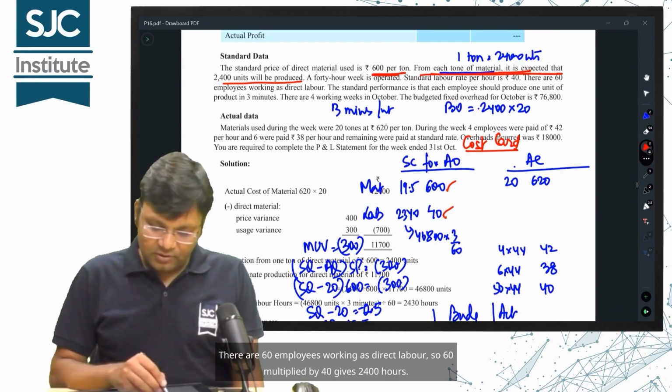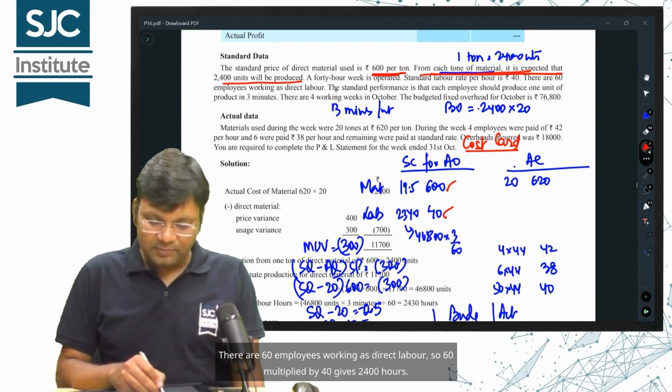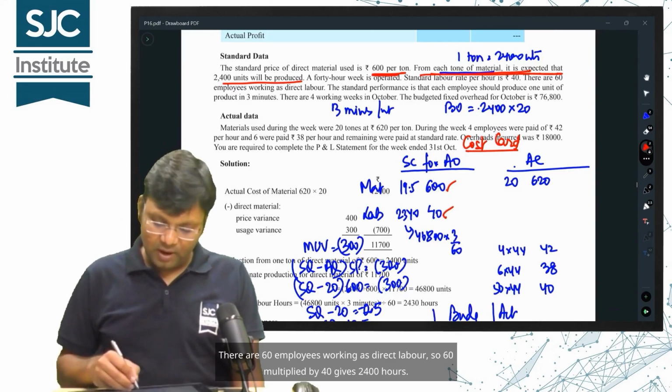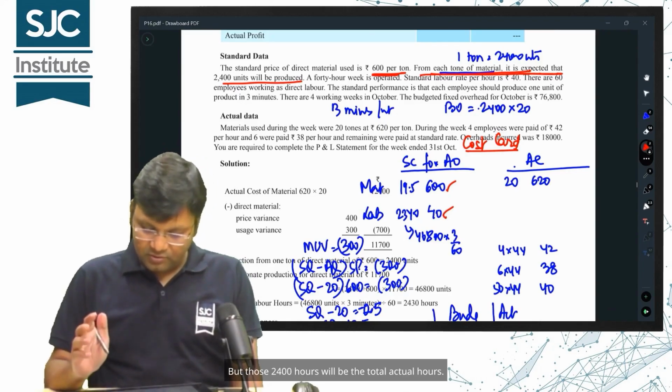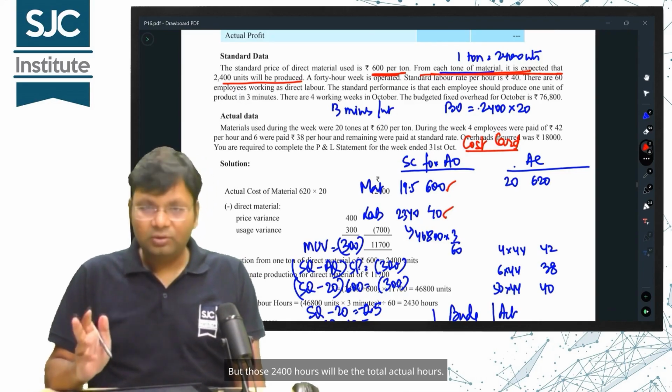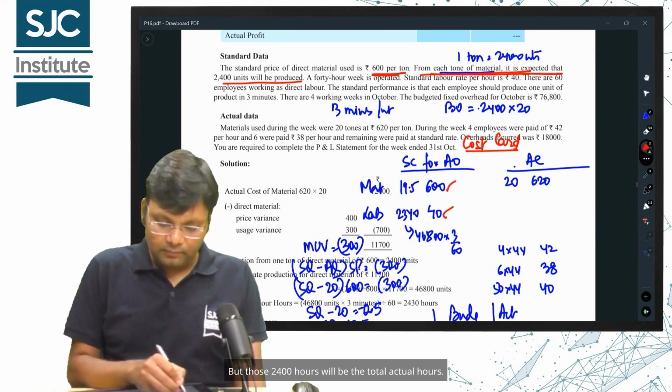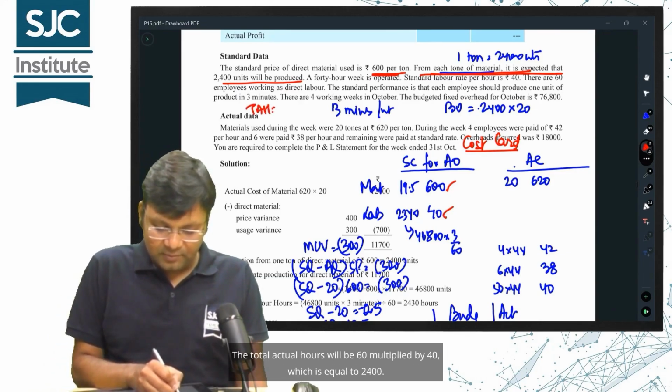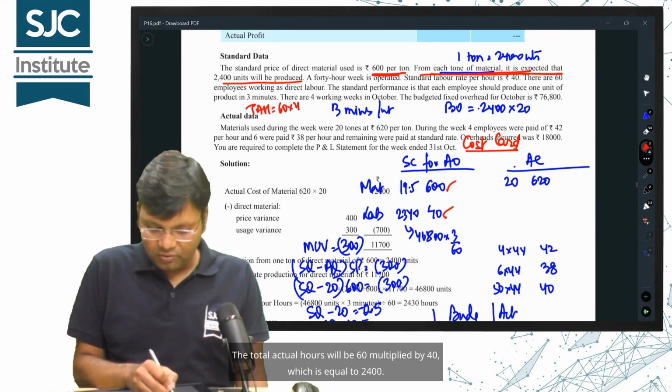There are 60 employees working as direct labor, so 60 multiplied by 40 gives 2,400 hours. But those 2,400 hours will be the total actual hours. The total actual hours will be 60 multiplied by 40, which is equal to 2,400.